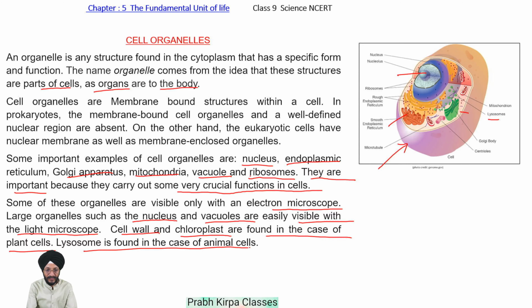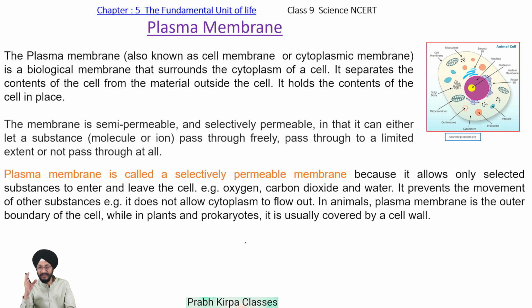Now we come to the plasma membrane. Plasma membrane, that is the cell membrane. It is found not only in animal cells but also in plant cells. Plasma membrane is also known as cell membrane or cytoplasmic membrane as it contains cytoplasm inside. It has been named as cytoplasmic membrane. It is a biological membrane that surrounds the cytoplasm of a cell. That is, it covers the cytoplasm of the cell.